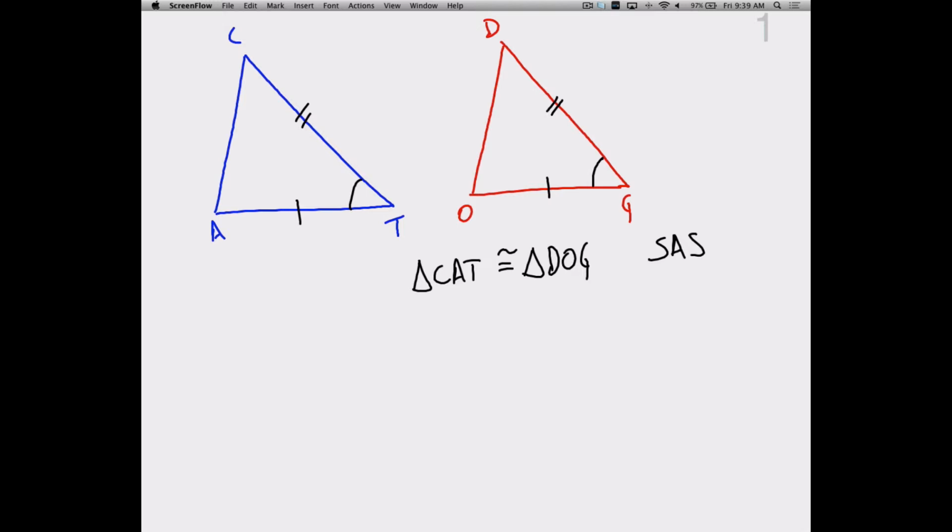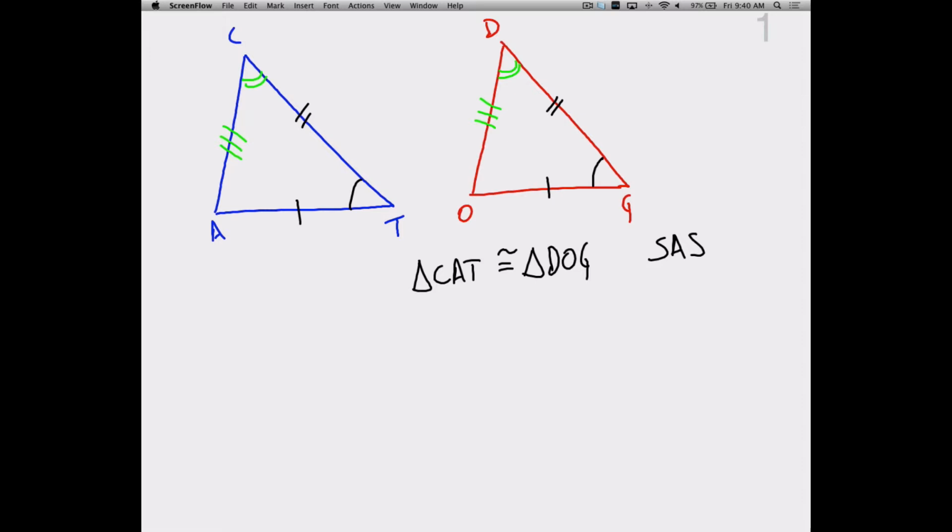That's old stuff. Now that we've established that the triangles are congruent, what else can you tell me? DO and CA are congruent. You got anything else for me? Angle D is congruent to angle C. I like it.